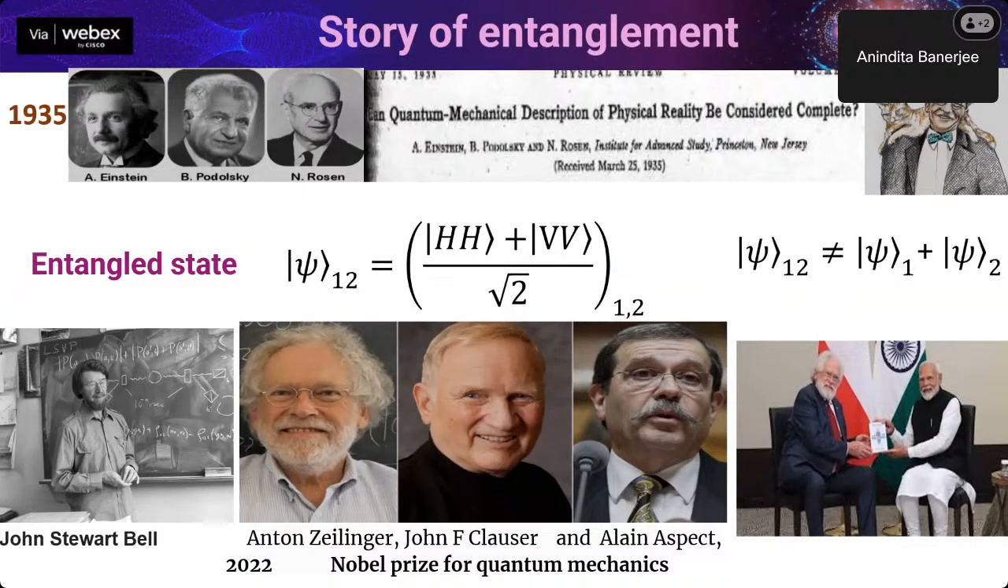I will request your patience for some more time. We know the photon, Einstein came out with it, it started in 1905 when he said that the photon is a discrete carrier of energy. 1901, right? 1901. And in 1935, Einstein, Podolsky, and Rosen asked the question: can the quantum mechanical description of physical reality be complete?